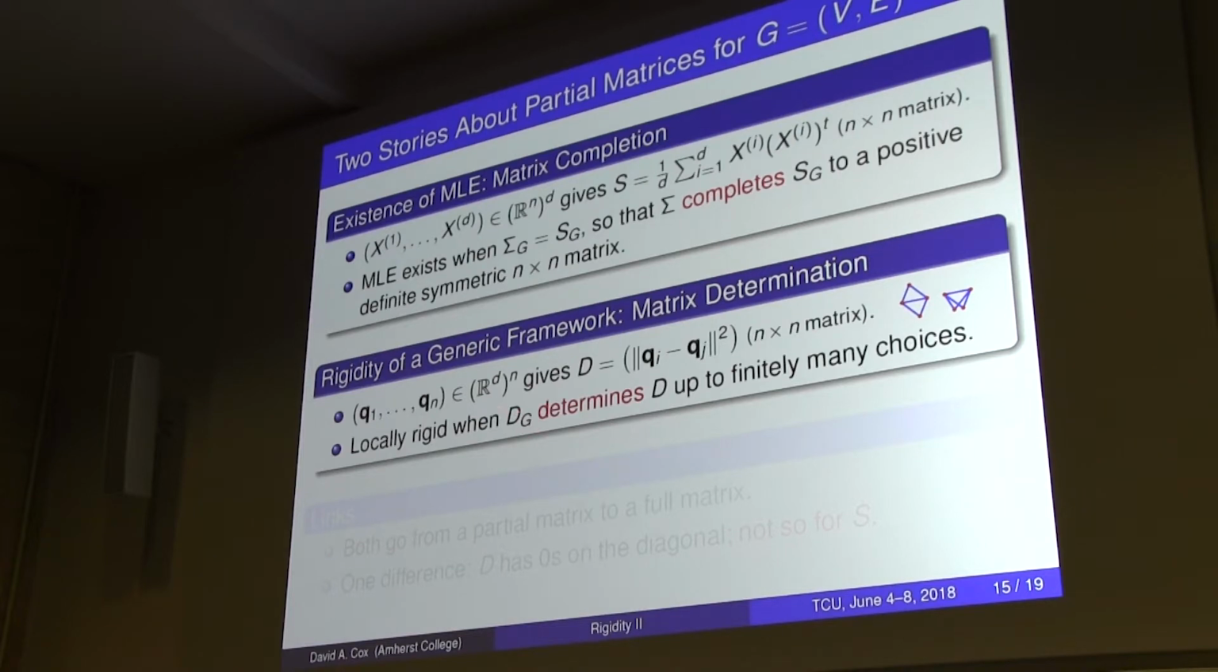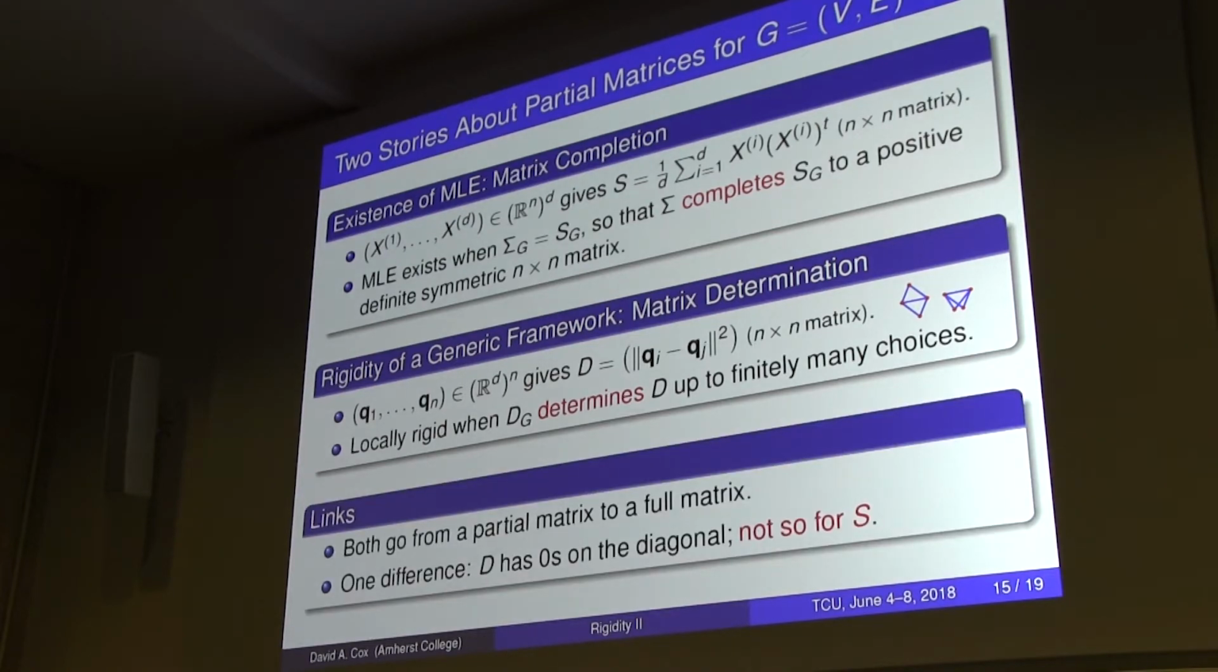But the point is that if this is locally rigid, then if I have information about the edges, that determines D, up to finitely many choices, because of situations like that. But the point is that here I have a matrix. My graph gives me some entries, but I want those entries to determine everything else. So there's at least a family resemblance between these problems. So it's not outrageously surprising, because basically I'm going from a partial matrix to a full matrix. And so that's sort of the link.